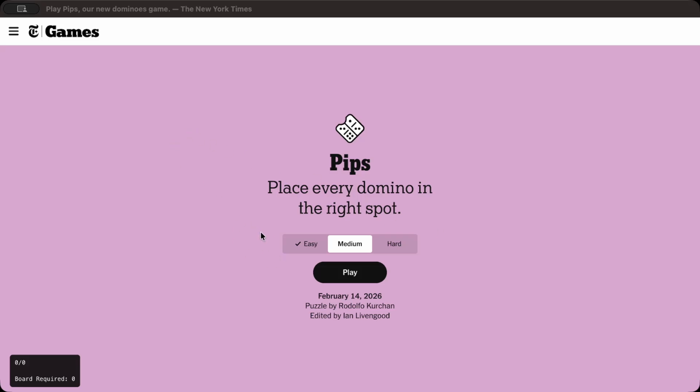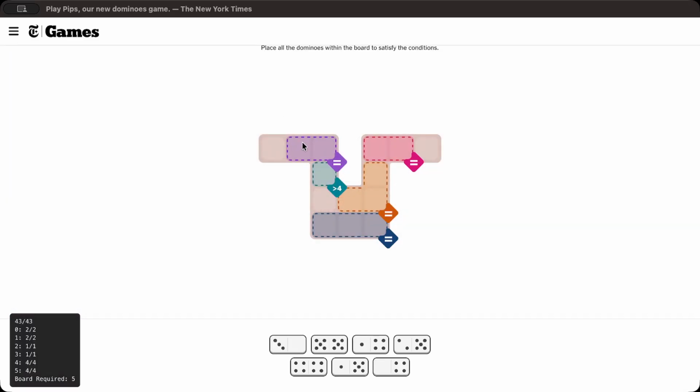I already did the easy one today in a short, but I am going to now try and do the medium and the hard puzzle.